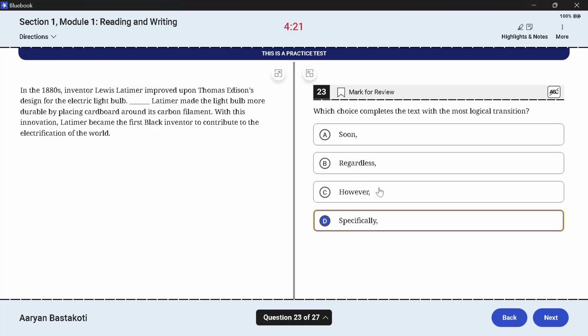And regardless, and again a trick for transition questions: regardless and however are both for contradicting sentences. If you are to join contradicting sentences, you use however, nevertheless, regardless, things like that. So both can't be the right answer since they are both similar. And soon is a time-related transition. So not really.